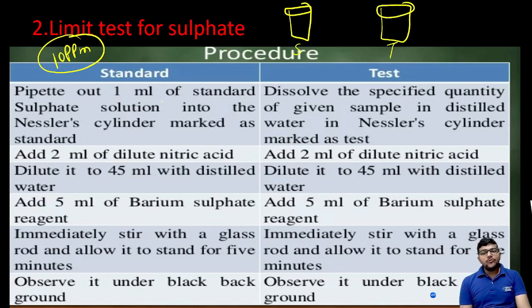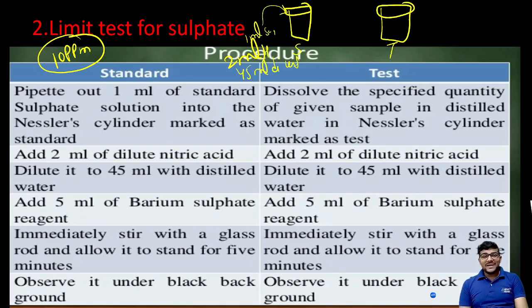We have to pipette out 1 ml of standard sulphate solution into the Nessler cylinder and mark it as a standard. So 1 ml of sulphate solution is taken and put into the Nessler cylinder, and I am marking it as a standard. Now I am adding 2 ml of dilute nitric acid into the solution of sulphate. Next, I am diluting it with 45 ml of distilled water.